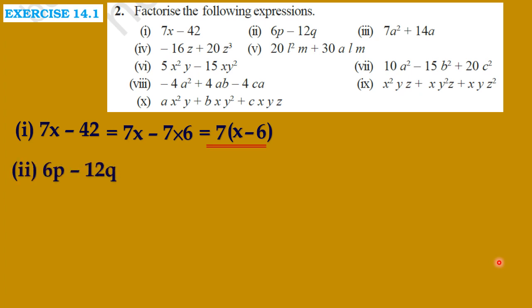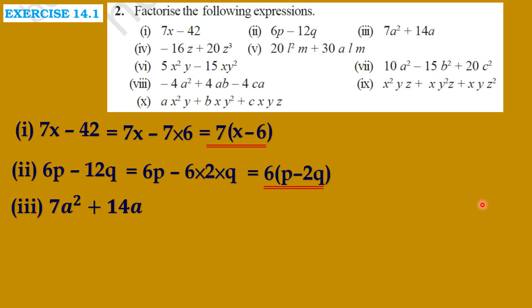Question 2. 6p minus 12q. So here also 12 is a multiple of 6. So you can write it as 6 into 2. 6p minus 6 into 2 into q. 6 is common, so take the common factor out. So what will be inside? When you take the 6 outside, then here p minus here 2q. So 6 into p minus 2q.